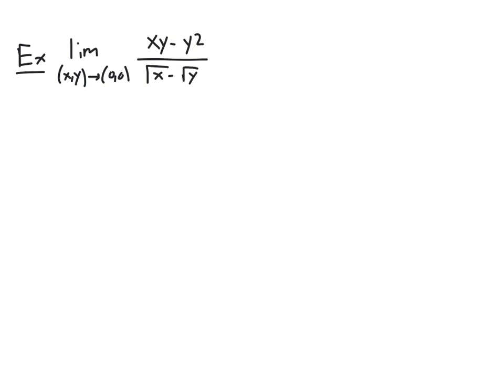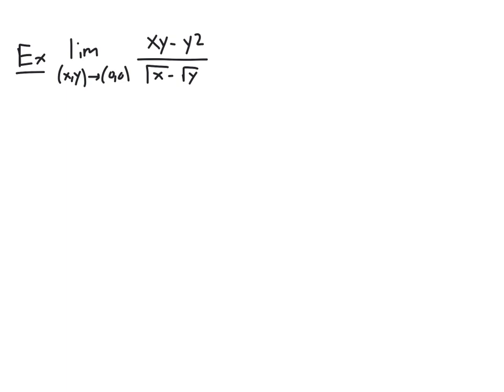So let's start off with an example of a limit that exists. Let's say I wanted to compute the limit as (x, y) approaches the origin, (0, 0), of the function (xy minus y squared) over (square root of x minus square root of y). This is the limit we want to compute.